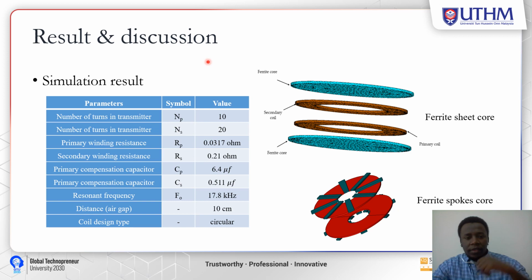So now we move to the results. As mentioned earlier, we have two types of result: simulation and experiment. These are the parameters for the result. We have the parameters in here, and then this is the result of this system.